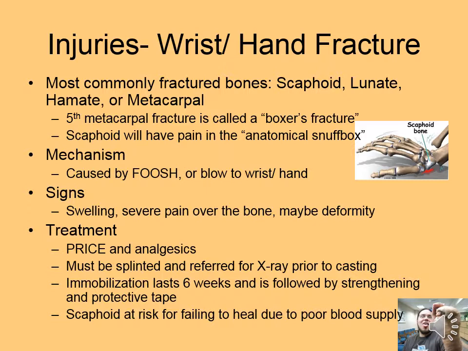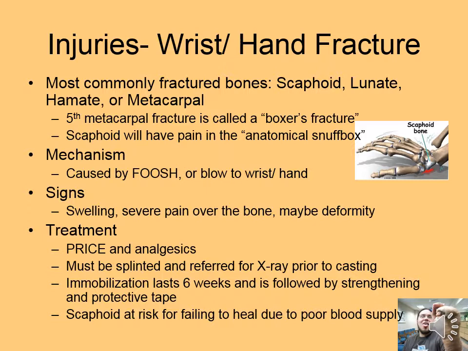As far as wrist and hand fractures, let's look at the most commonly fractured bones in the wrist and hand. In the wrist, we have the scaphoid, which is on the thumb side of the wrist, the lunate, which is more in the middle of the wrist, and the hamate, which is more on the pinky side of the wrist. We also have our metacarpals, which are commonly fractured. The scaphoid is the most commonly fractured. The lunate is the second most commonly fractured. The lunate is also the most commonly dislocated, though. And then the hamate would be third.